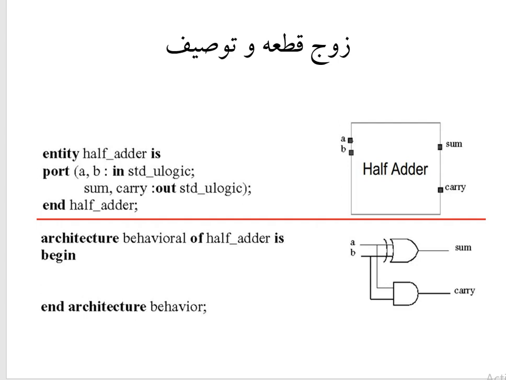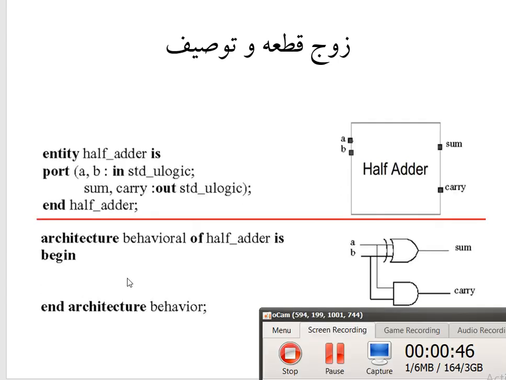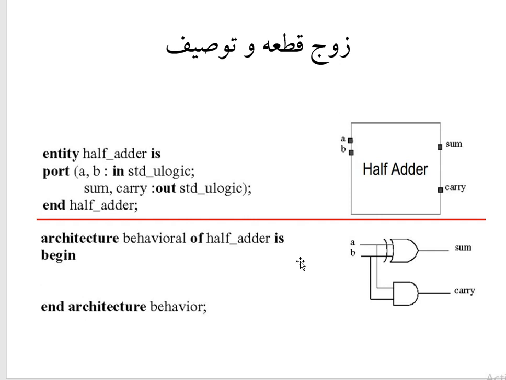adder. And here we have the description of the system. Here we have the description of the half adder. For the description of the half adder, we must write, as I told you, architecture behavioral of the name of entity half adder is begin and end. Okay, now we want to know which codes we can write here between begin and end.